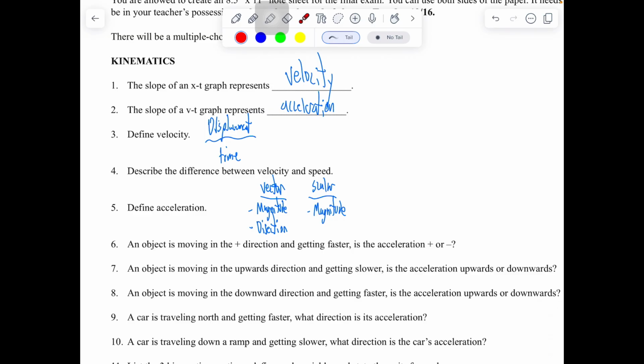Acceleration, well, this is really the rate of change of velocity. It's how much the velocity changes every second. There's 3 ways to accelerate. You can speed up, you can slow down, or you can change directions. Those are all some form of changing your velocity, which is acceleration.